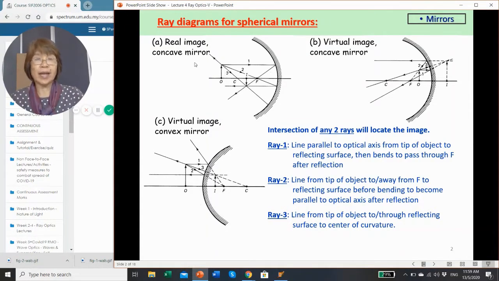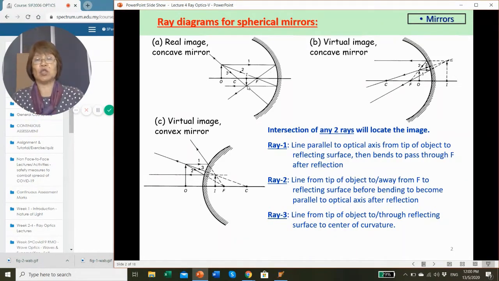So we have a ray that comes from infinity parallel to the optical axis. This is the optical axis. So here it comes, and then after reflection, it will go through the focal point. And then another ray would be a ray that you can draw from the tip of the object, passes through the focal point, hits the mirror, and gets reflected. It will be reflected in a direction which is parallel to the optical axis. So at this point of intersection, that's where you locate the image.